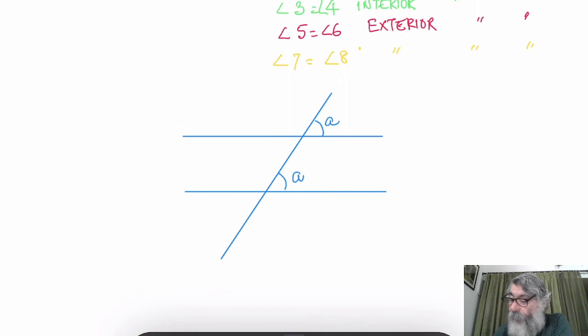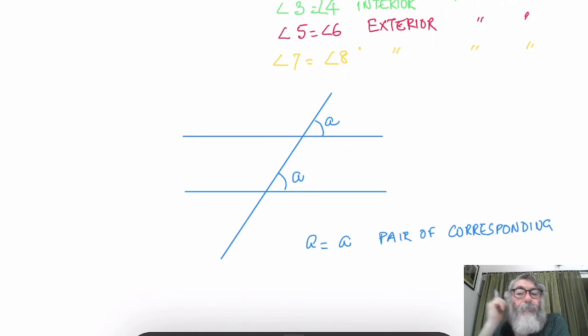These are a pair of corresponding angles. A is equal to A, a pair of corresponding angles. One interior angle, one exterior angle on the same side of the cutting line.